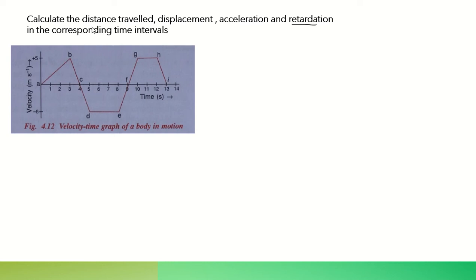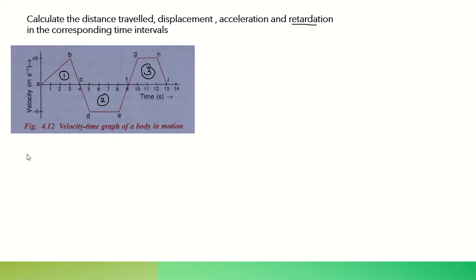So let's calculate the distance traveled first. How do you calculate the distance traveled? Distance traveled is equal to the area under the graph. So we have to break this diagram into three separate parts. So this is part 1, this is 2 and this is 3. Because the area under this graph takes different shapes according to the speciality of that particular motion. So we have a triangle ABC, then we have a trapezium CDEF and another trapezium FGHI.